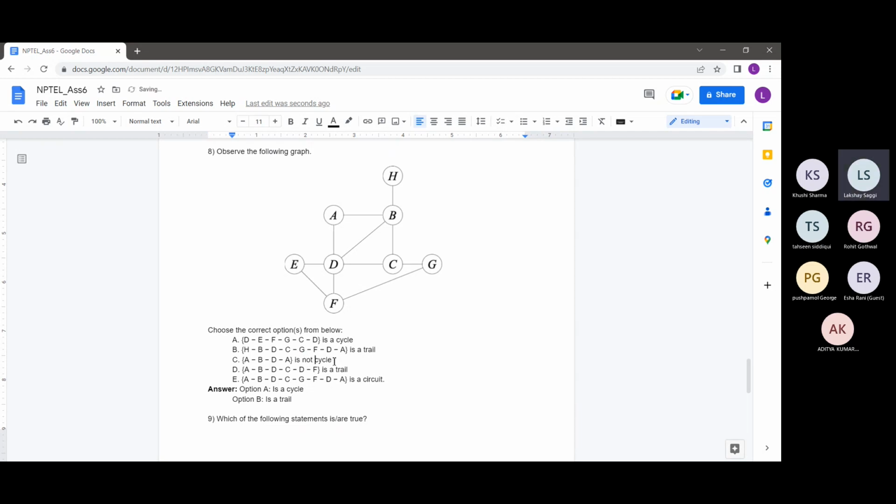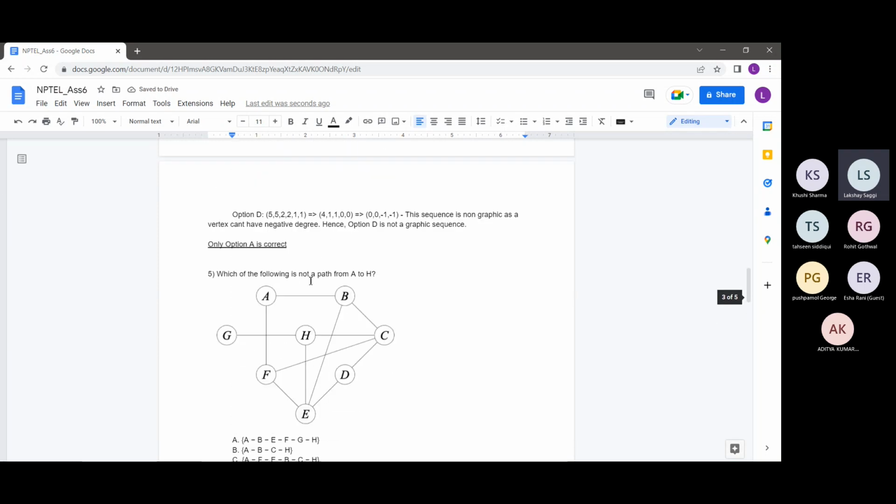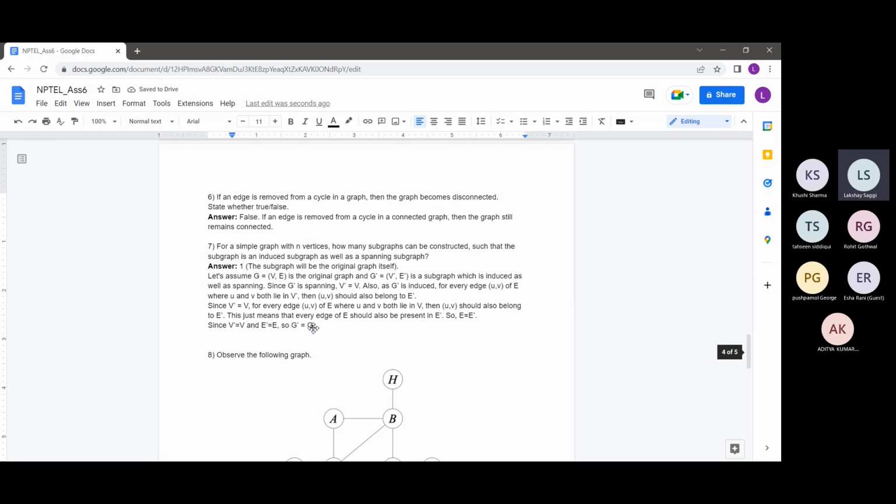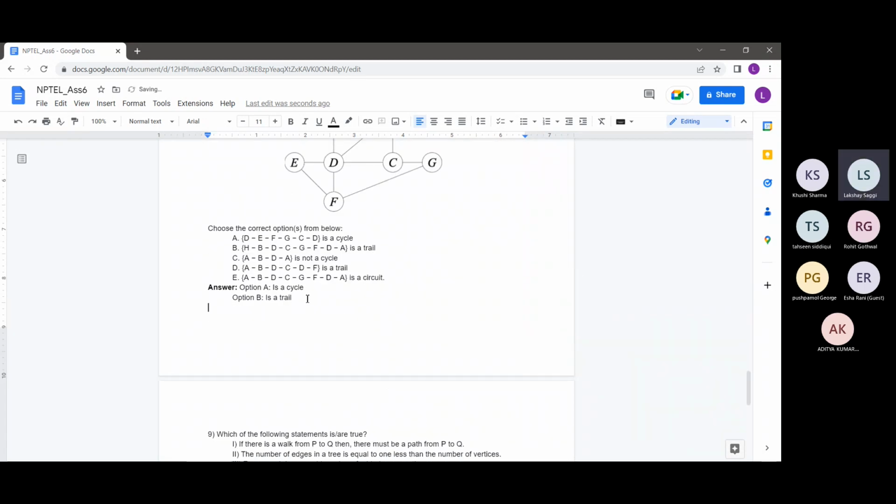I'll not cover all these options. I believe this is a bit of a boring question, since we have discussed these sort of questions earlier also. So I'll just leave these options to you guys: Option C, D, E. Try it yourself. It's nothing too fancy.